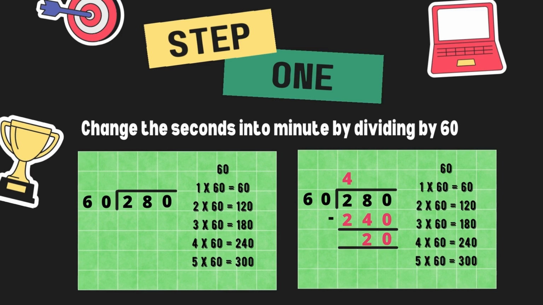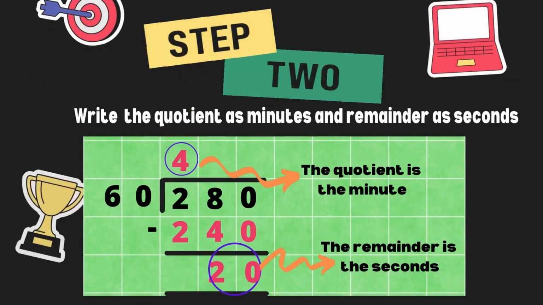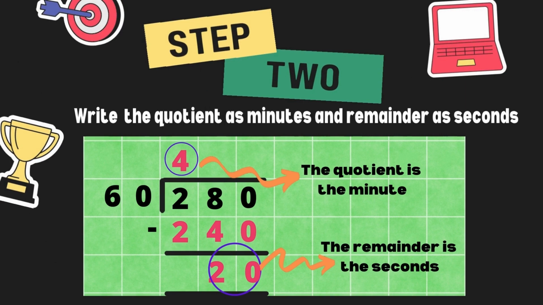So we have 4 as the quotient and 20 as the remainder. So we go to step number 2 to identify which is the minutes and the seconds.